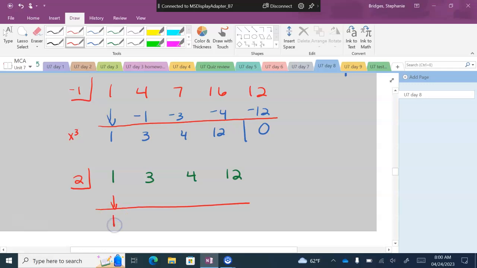Bring down your 1. Multiply 2 times 1. We add. We multiply. We add. That's already way too much, isn't it? So that's 40. That's definitely not going to work.